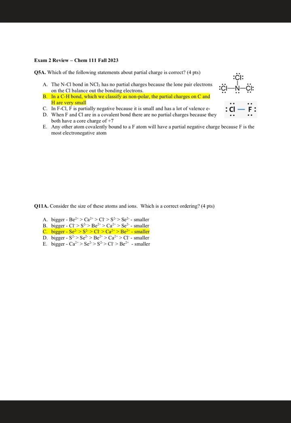So let's start with question 5. Which of the following statements about partial charge is correct? So let's first just review what partial charge is.